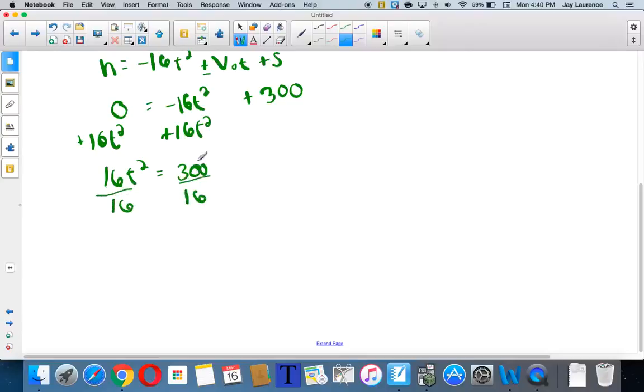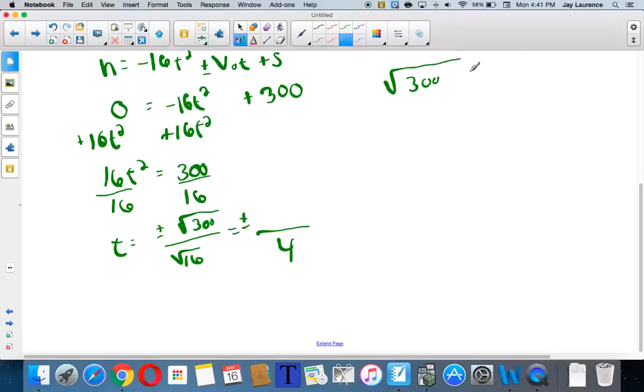And watch this. I'm not going to simplify that. Now I'm going to take the square root of each side. All right, so I'm going to get t equals plus or minus the square root of 300 divided by the square root of 16. Well, I know that the denominator is going to be 4, right? Now I'm going to come over here and simplify this rad of 300. So let's see here. Rad of 300 would be the same as, I know 25 is going in there.